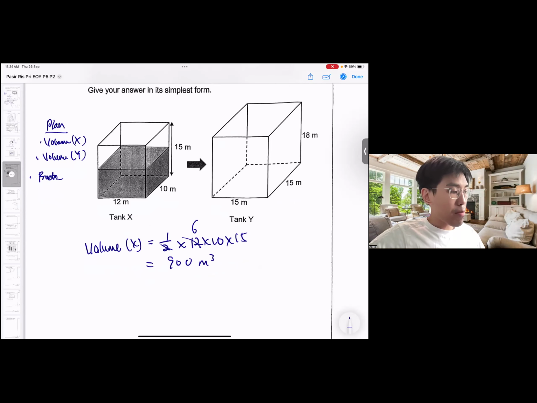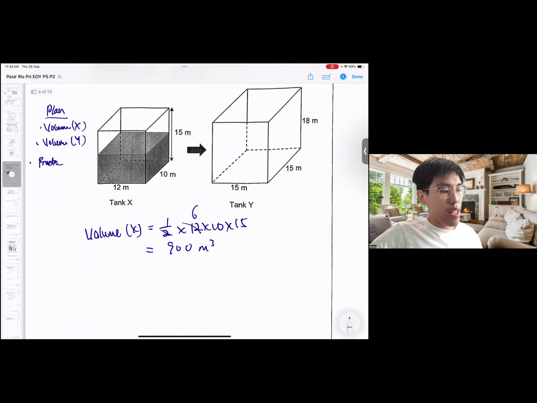Okay, and so this is 900 meter cube in X. So all of X goes into Y. Okay, so we can find the volume of Y, which is 15 times 15 times 18. Okay, this one, not sure how to do mental calculation, doesn't matter. Press calculator.